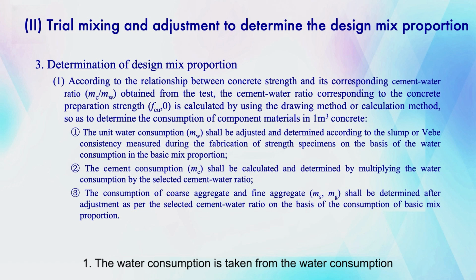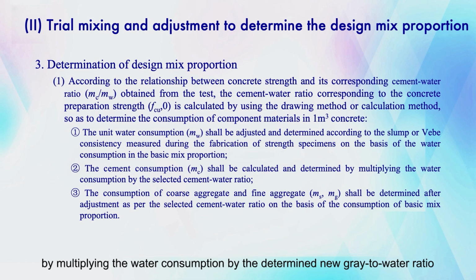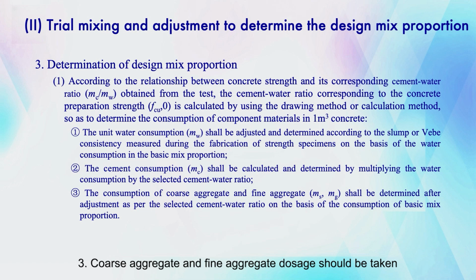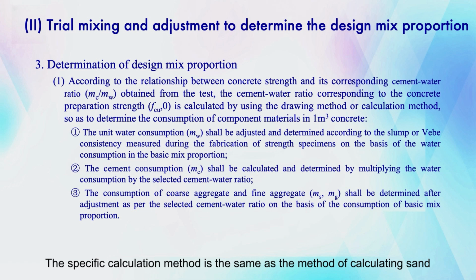1. The water consumption is taken from the water consumption in a base mix ratio and adjusted according to the slump or vibro consistency measure when making strength specimens. 2. The amount of cement is calculated and determined by multiplying the water consumption by the determined new binder-to-water ratio. 3. Coarse aggregate and fine aggregate dosage should be taken from the coarse and fine aggregate dosage in a base mix ratio and adjusted according to the selected binder-water ratio. The specific calculation method is the same as the method of calculating sand and stone dosage when determining the preliminary mix ratio.